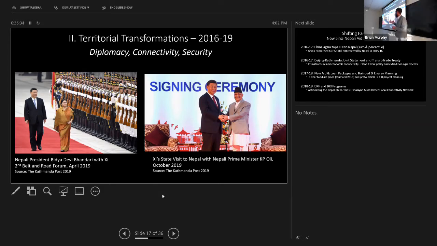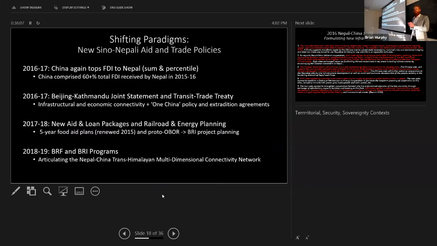These were then refined, revised, and then newly articulated between Nepal's President Bhandari during her visit with Xi at the second Belt and Road Forum in April 2019, and then further advanced, in fact, these territorial measures compounded by Xi's visit to Nepal in the fall of 2019. So again, this furthers this paradigm shift of new Sino-Nepali aid and trade policies.